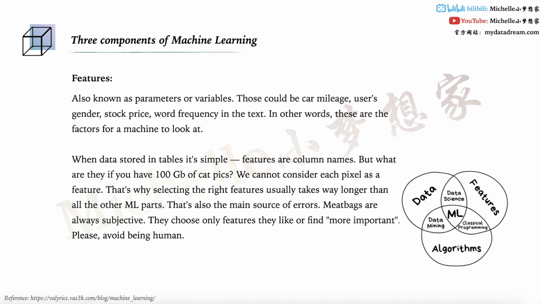The second component of machine learning is feature. Based on the example we just mentioned, the car's kilometers, interior decoration, brand type, etc. are all about the car's features. These are also the factors that machine learning cares most about. Machine learning wants to use them to try to find the hidden logic and potential patterns behind.